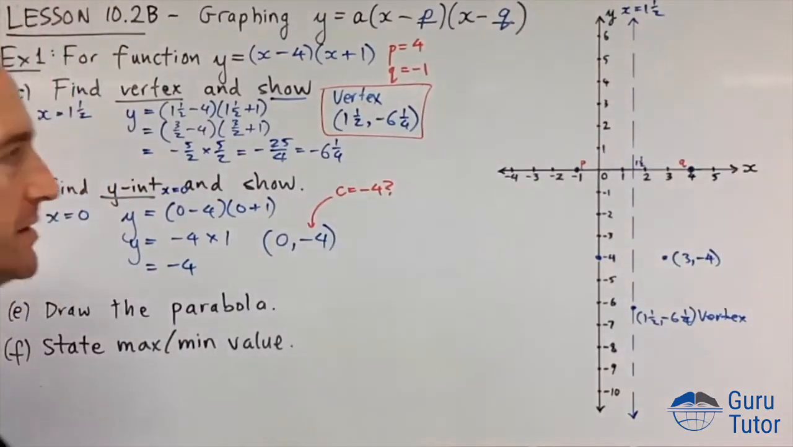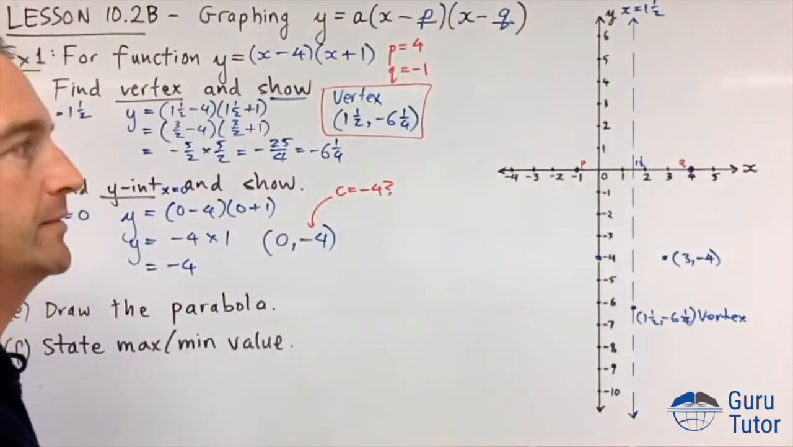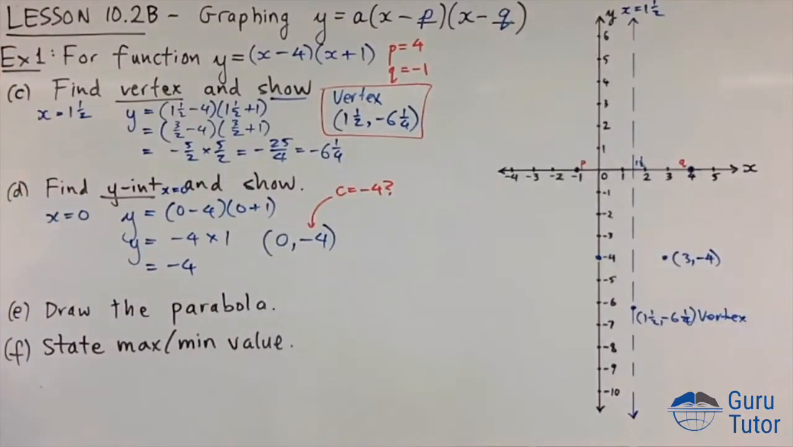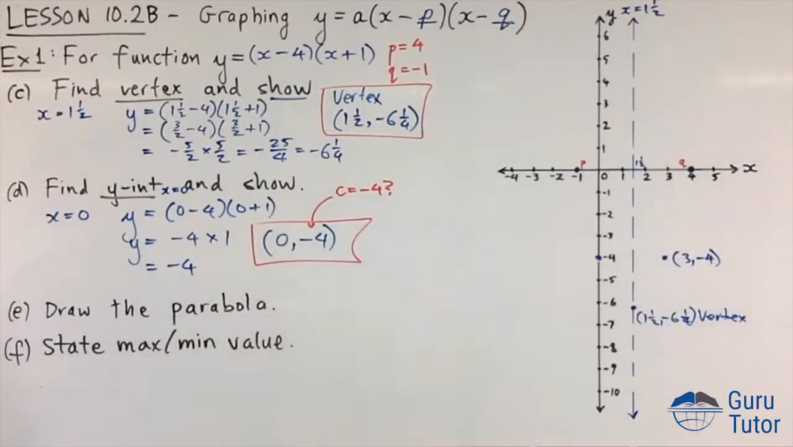So how many points do we have now? 1, 2, 3, 4, 5. That is more than enough to draw a parabola. I think we're about to be asked to draw it. So yeah, y-intercept taken care of there. There it is. Let's draw the parabola now.